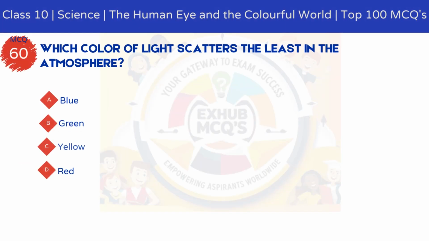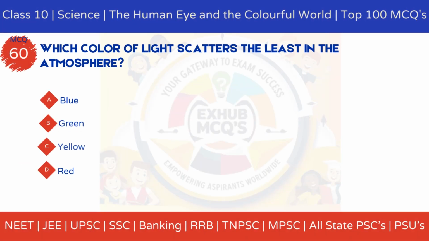MCQ 60. Which color of light scatters the least in the atmosphere? Option A, blue. Option B, green. Option C, yellow. Option D, red.